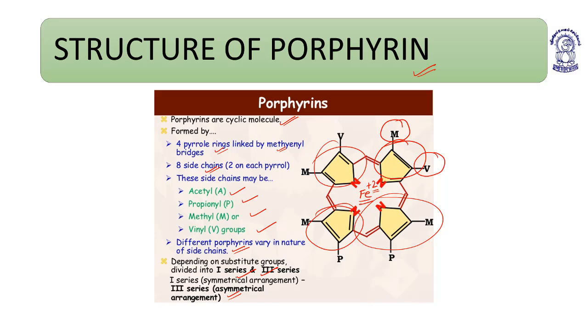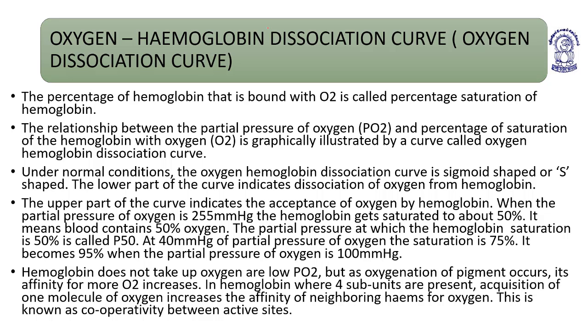Now coming to the next topic, the oxyhemoglobin dissociation curve. Very, very, very important. The percentage of hemoglobin that is bound with oxygen is called percentage saturation of hemoglobin. The relationship between the partial pressure of oxygen and percentage saturation of hemoglobin with oxygen is graphically illustrated by a curve called the oxyhemoglobin dissociation curve.